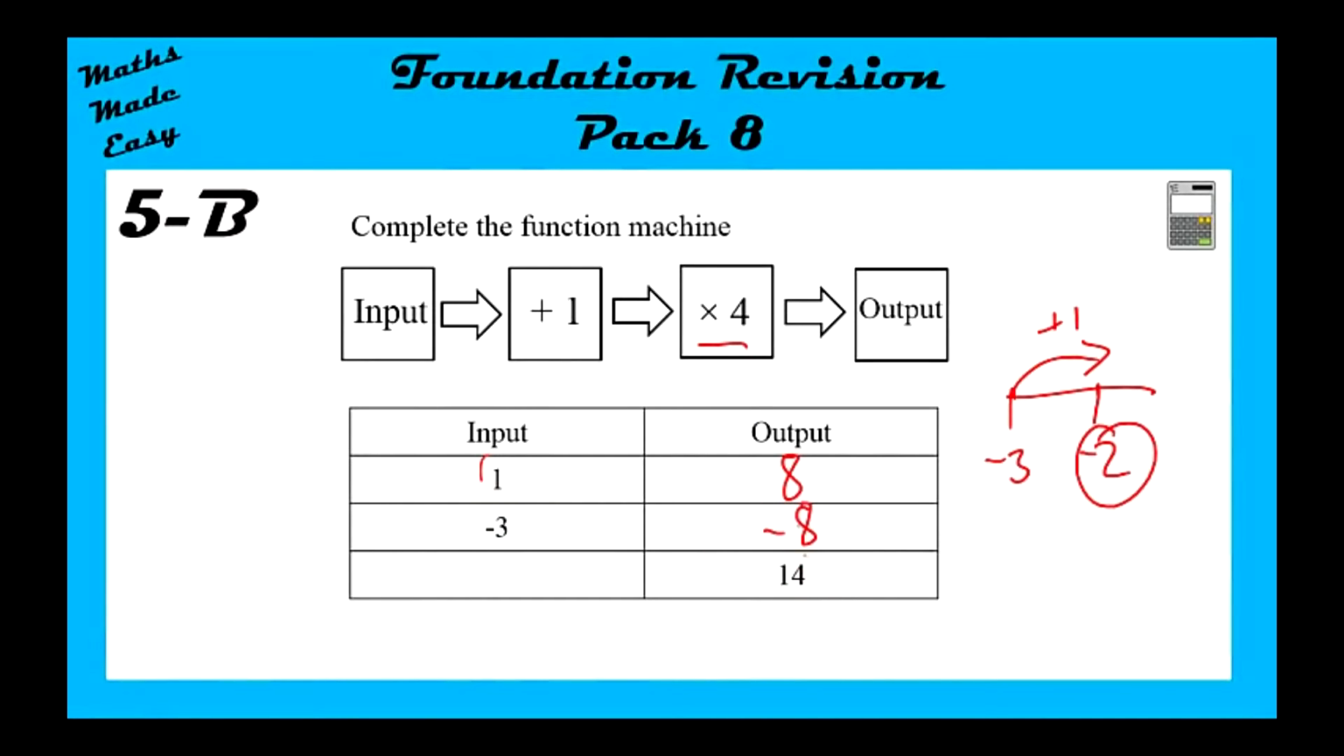And on this one, working backwards, so going this way, we're going to divide by 4, and then we're going to subtract 1. 14 divided by 4 is 3.5, remember, you're allowed to calculate for this question, or just half it and half it again, then take away 1, 2.5.